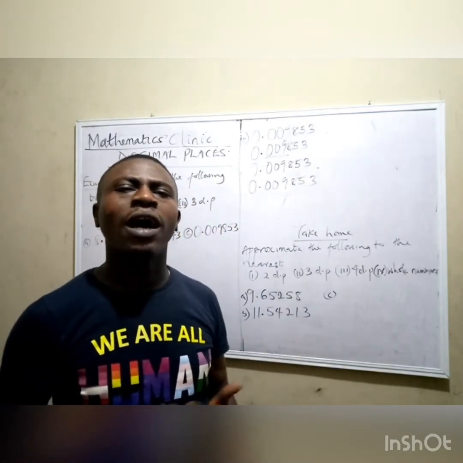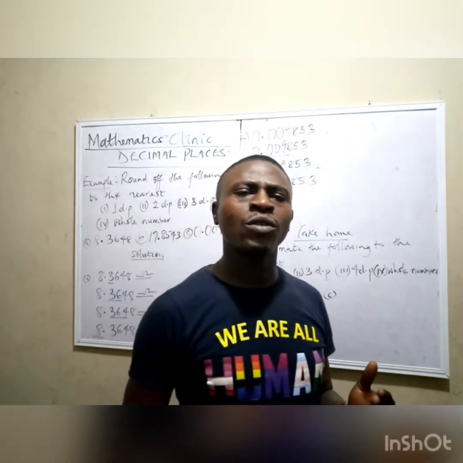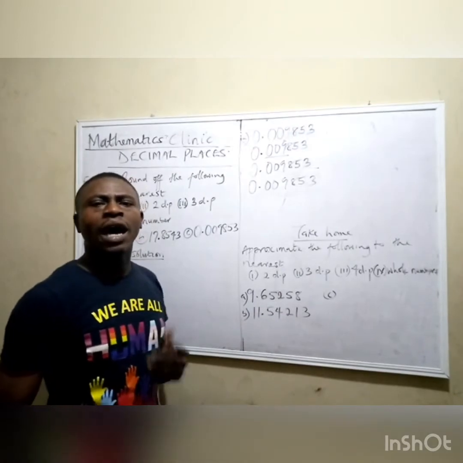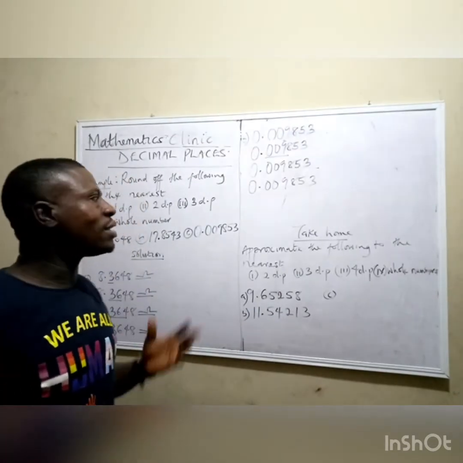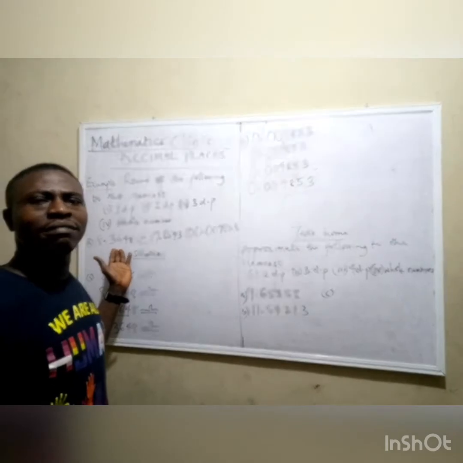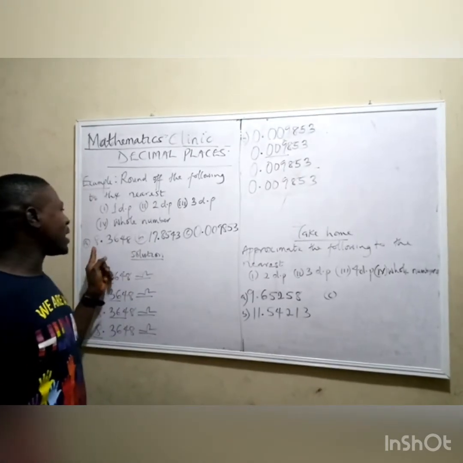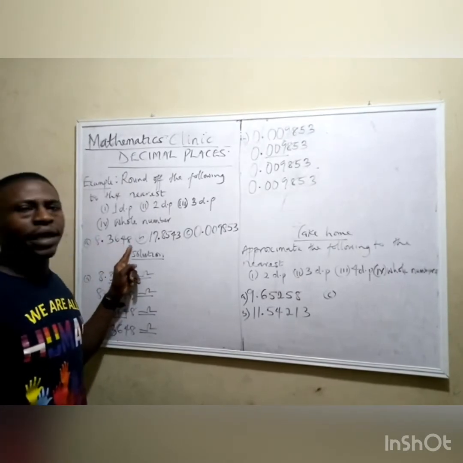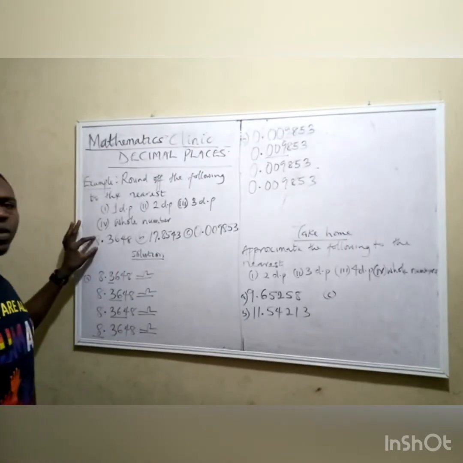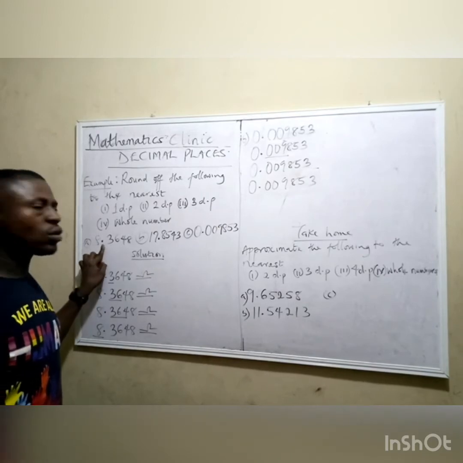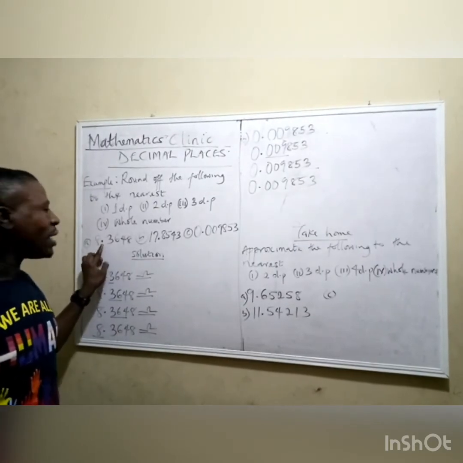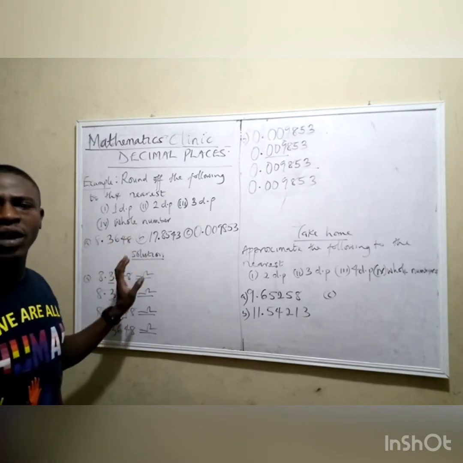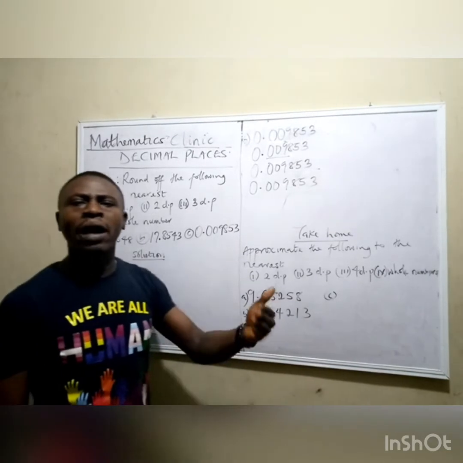We are still on approximation, but under approximation today, we'll be talking about decimal places. When you're talking about decimal, this is how we normally write it: 8.3648. This part is known as the whole number, while this dot is known as the decimal point. And those figures after this decimal point are called the decimal fraction. You start measuring them one by one.